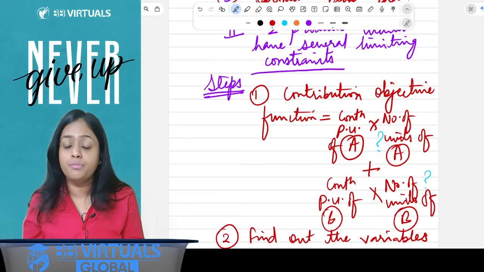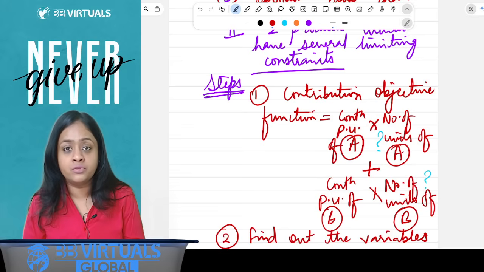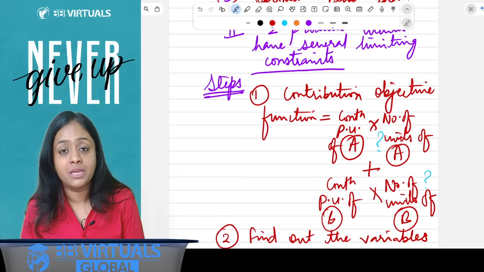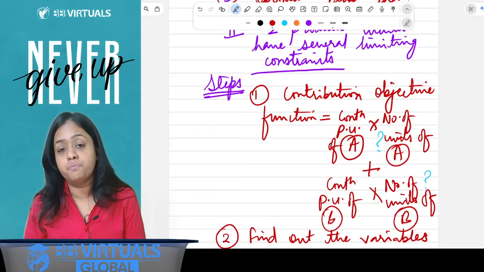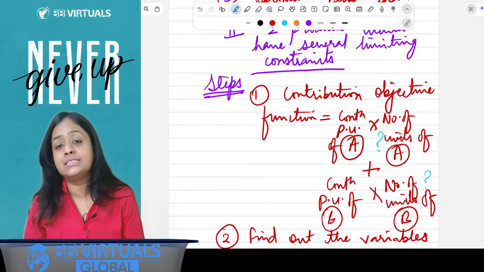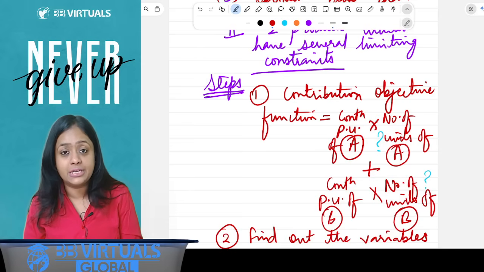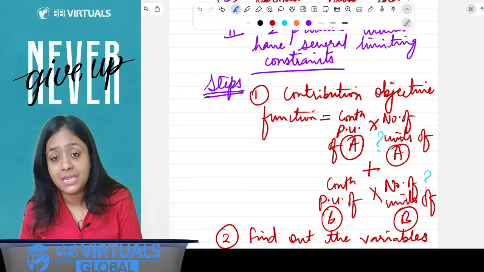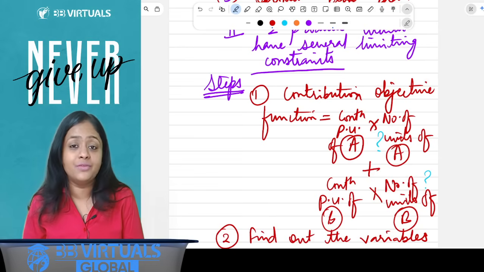Now we don't know, because in the limiting factor constraints, what we have to find out is the optimum production plan. So we don't know that, hence we will take it as X variable. For example, we will add up contribution per unit of the other product. Let's keep it as Y. So let's say if the contribution is 10 for product A and 20 for product B, then I can create an equation as 10x plus 20y.